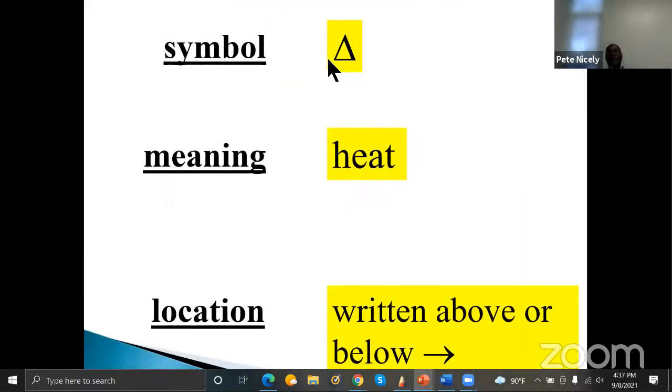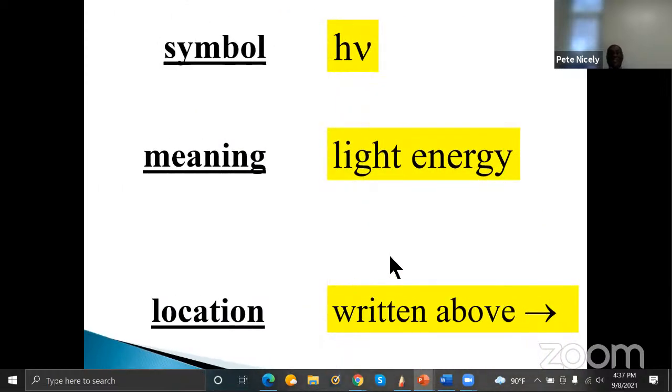The triangle, we talked about this before, represents heat, and that is typically written above or below the arrow. And in some cases, you might see the actual temperature or pressure recorded as well, above or below the arrow.